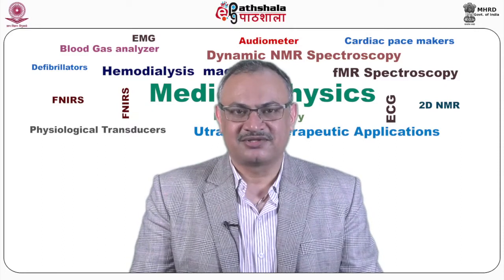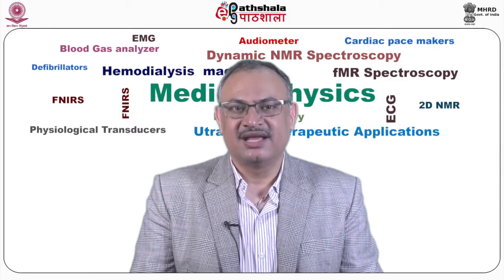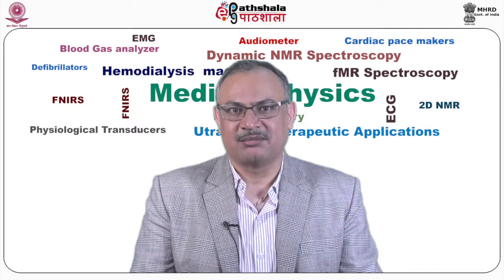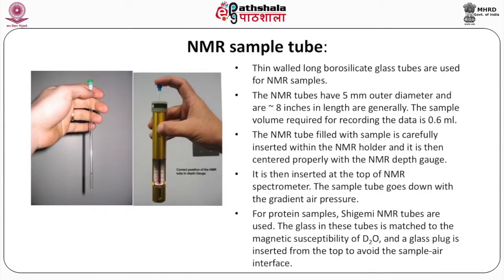So, for doing NMR, first of all we have to have an NMR sample, and this sample is put in an NMR sample tube. The NMR sample tubes are very typical. They are thin walled, long borosilicate glass tubes. The NMR tubes have 5 mm outer diameter and are almost 8 inches in length. The sample volume required for recording the data is roughly around 0.6 ml. And the concentration, as I mentioned earlier, is from 0.2 to 2 millimolar.